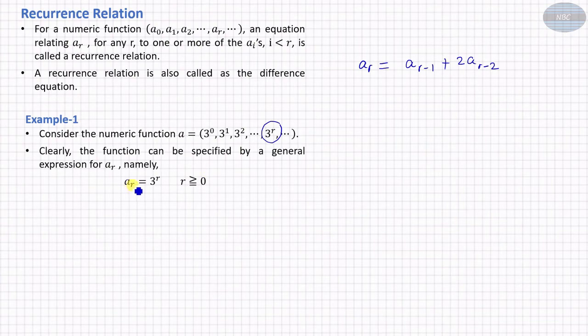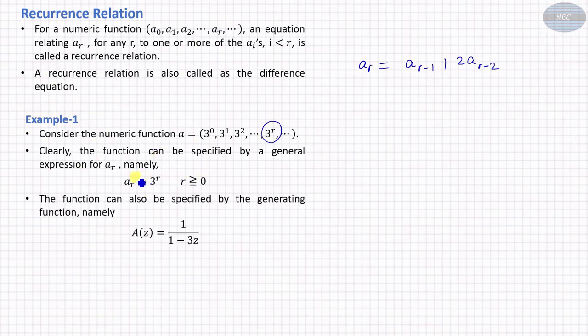When we put r equal to 0, we get a0, 3 to the power 0. When you put r equal to 1, we get 3 to the power 1, that is a1, and so on. So this is the general expression in the form of ar. The function can also be specified by the generating function, namely A(z) is equal to 1 divided by 1 minus 3z.